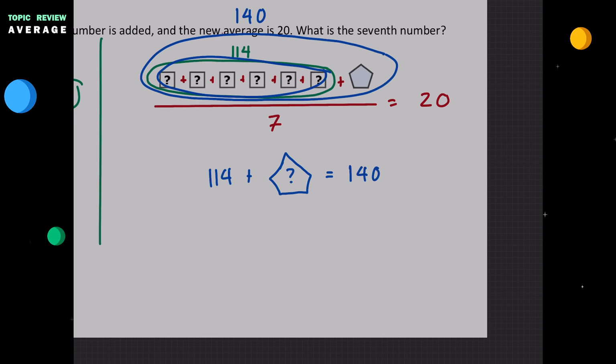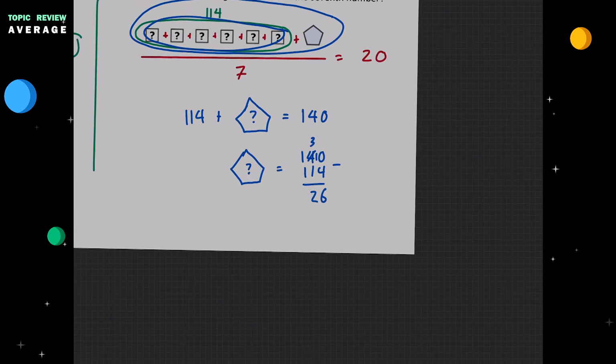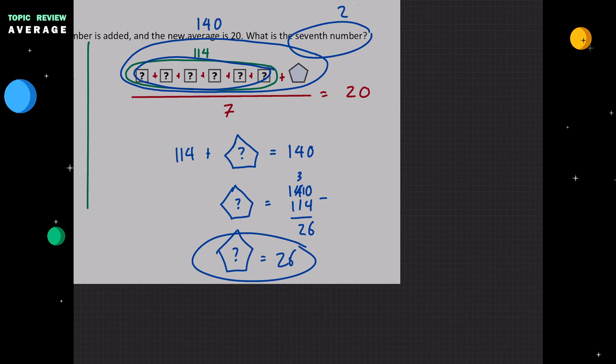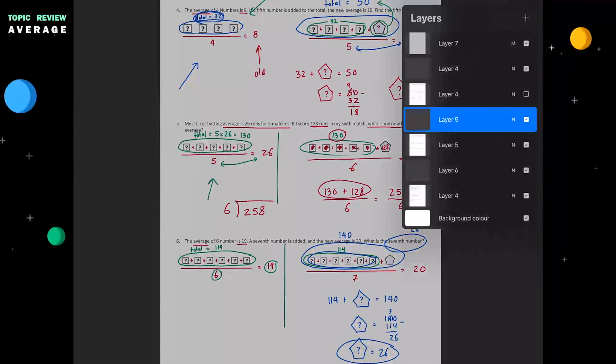So how do we find the number? We do subtraction. So this unknown number is equal to 140 subtract 114. This becomes a 3, this becomes a 10, 10 minus 4 is 6, 3 minus 1 is 2, and 1 minus 1 is 0. So therefore, the 7th number, which is represented by the pentagon, is equal to 26, and there's your answer. Okay, so the 7th number, 26, there's your answer. Alright, moving on to the next page.